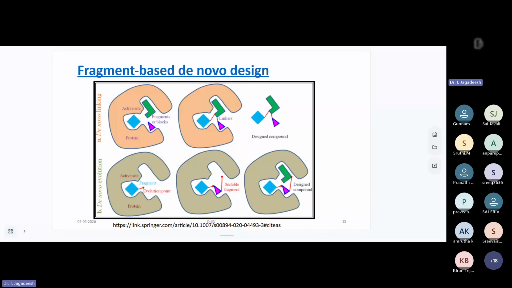The second approach is the growing approach, where we start with one pocket and keep adding more fragments. Based on which interaction site has affinity, we take a suitable fragment and grow the molecule. Ultimately, we design the compound. So in fragment based de novo design, we arrive from scratch at a molecule which does not exist in the market. We can use both methods.